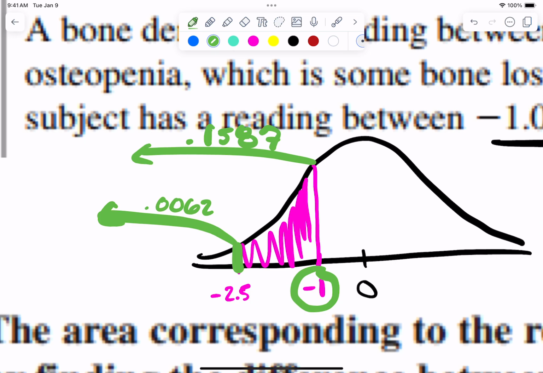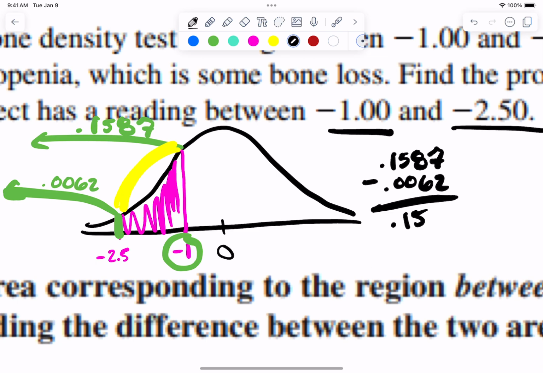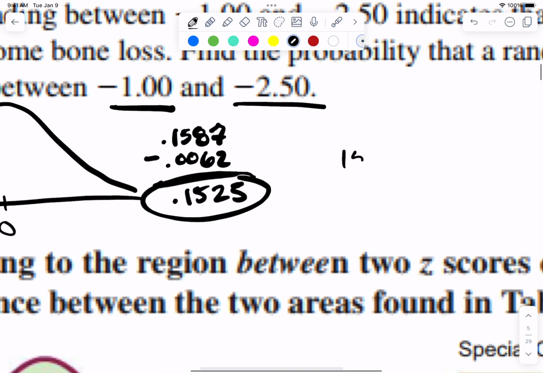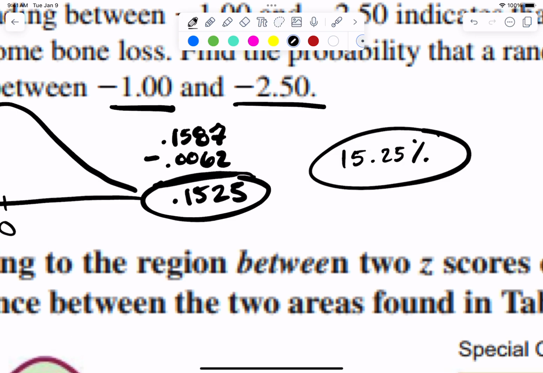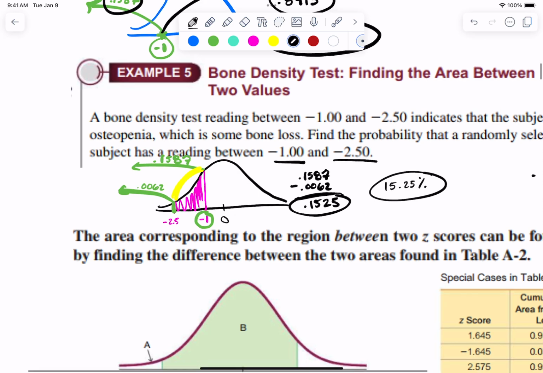How do I figure out what percent of people live here in the middle? All you have to do is subtract. 0.1587 minus 0.0062 is 0.1525, or 15.25% of people will have a score between those two values, roughly. Do you see how this works? Okay, good. I am going to stop there, and I'm going to give you some things to do.